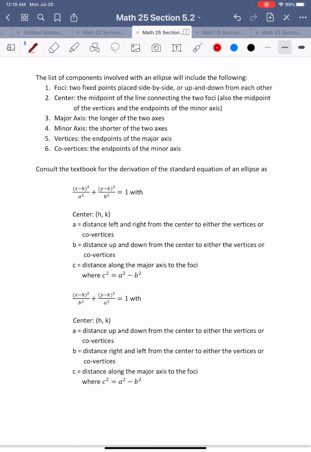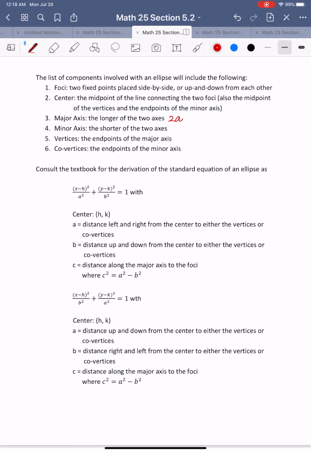Foci: two fixed points placed side by side or up and down from each other. Center: the midpoint of the line connecting the two foci, also the midpoint of the vertices and the endpoints of the minor axis. Number 3, major axis: the longer of the two axes, which is the same as 2a.